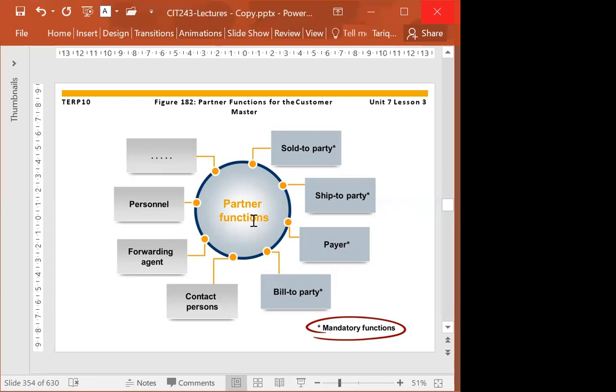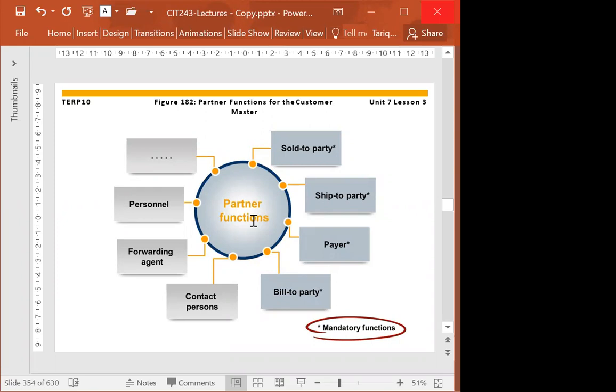That is why we have a star on that. To which party we are selling, to whom we will ship, what is the shipment location. And then we have a payer, who will pay for this shipment. That is again mandatory. And bill-to party. So this information is also mandatory. So the four partner functions are mandatory.